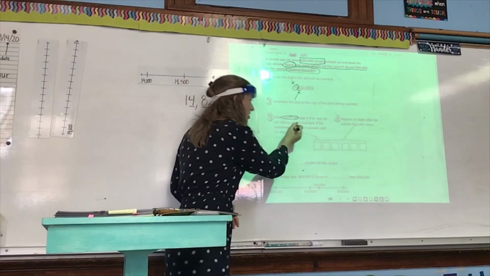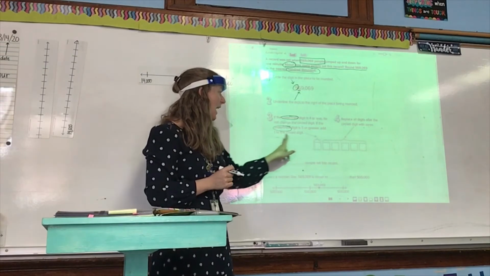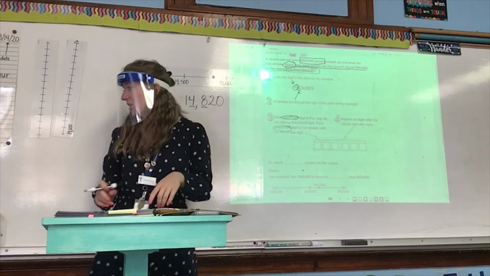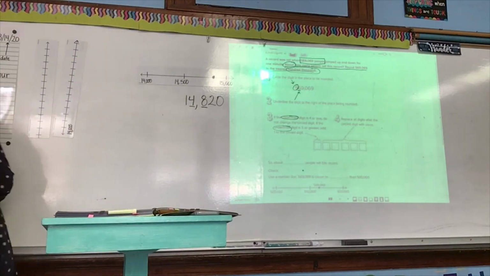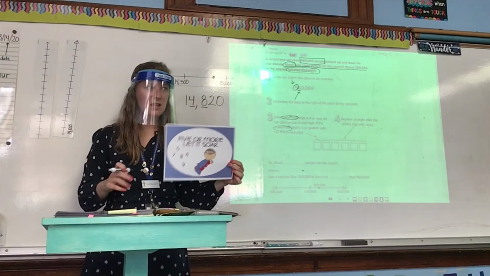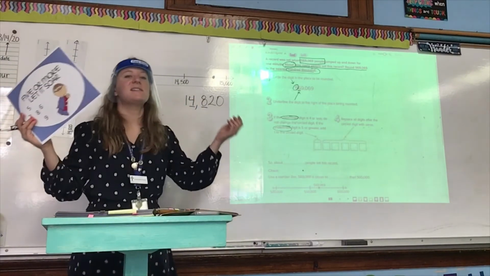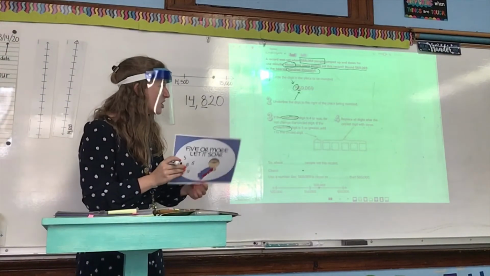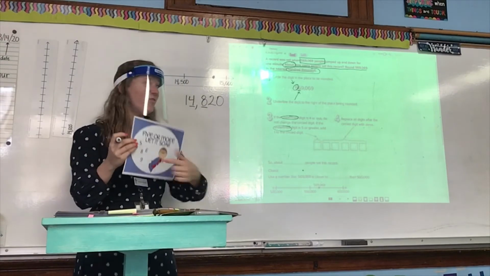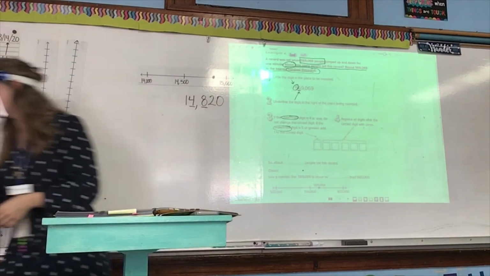If the underlined digit is 5 or greater, add 1 to the circled digit. So that's that other anchor chart. 5 or more, let it soar. If you soar, are you going up or are you going down? Up. So if the underlined digit is 5 or more, 5 or greater, we add 1 to the circle digit.